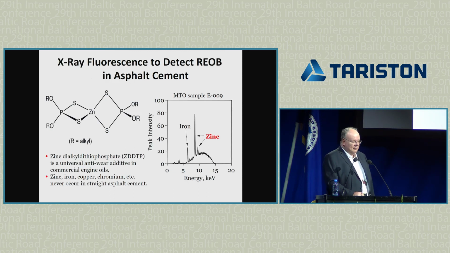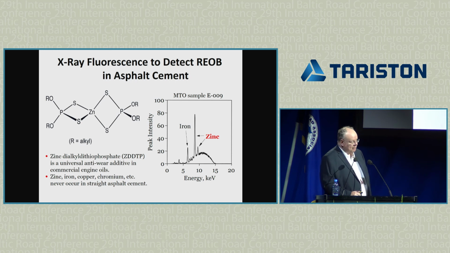The big issue that I mentioned already is the presence of REOB, recycled engine oil bottoms, in asphalt cement. 50% in Ontario, up to 20% by weight. 30% of all the asphalt cement sold in the US tests positive for zinc and molybdenum. The zinc shows up in the X-ray fluorescence here. This peak, or the two peaks here at 8.6 kiloelectron volts, that's the signal for zinc.